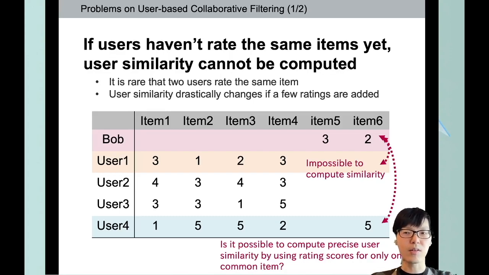However, in general, it is rare that two users rate a lot of the same items. Of course, users rate a few of the same items, but as in the example between Bob and user 4 on this table, if users rate only a few of the same items, user similarity drastically changes if a few ratings are added.